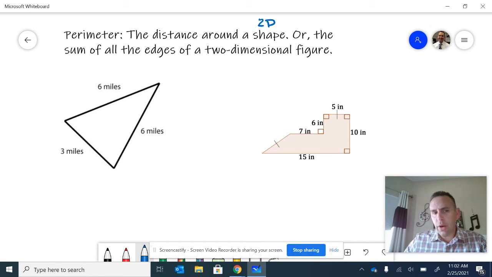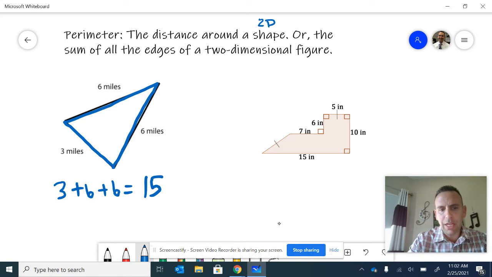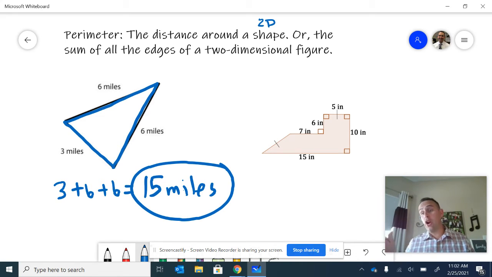On the left, we have a triangle. If we just add up the distances around the edges, we have 3 miles plus 6 miles plus 6 miles, and 3 plus 6 plus 6 will be 15. Be sure to attach the units, miles, to that, all right? That would be a rather large real-life example that most likely is a wedge, a triangular shape of land, because those are very, very long distances.